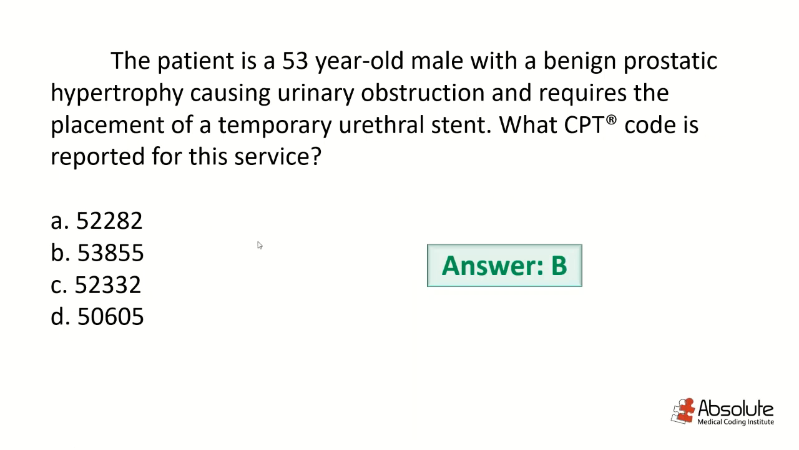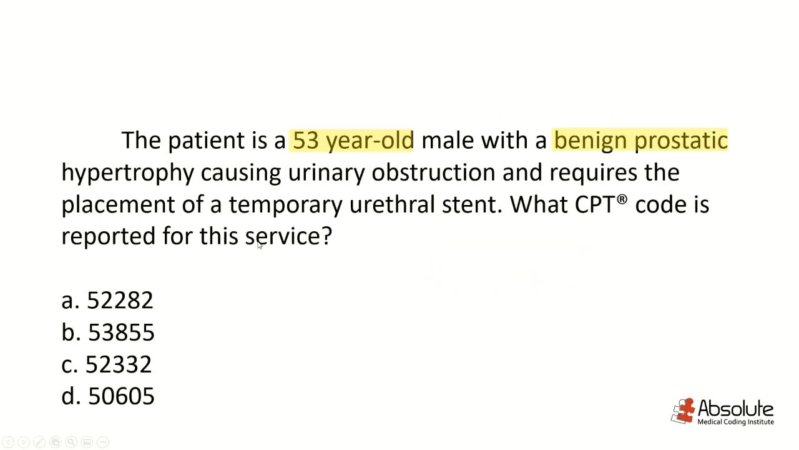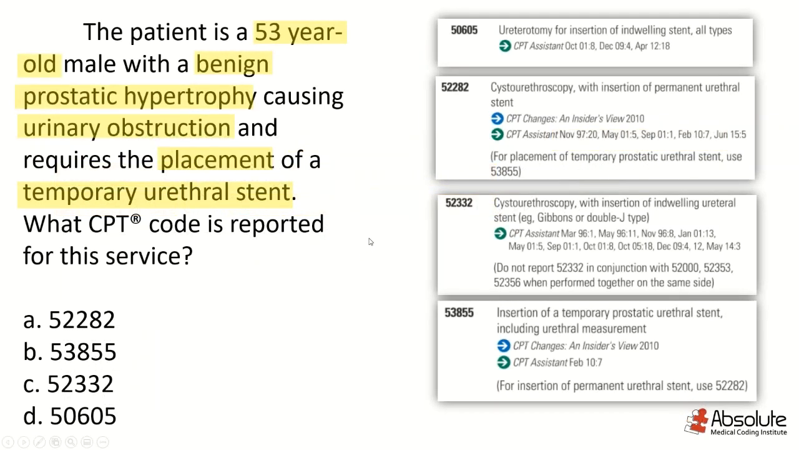Let's do it. Yeah, it was indeed B, and you guys got there really quickly, and you did an outstanding job. So this 53-year-old male has benign prostatic hypertrophy with urinary obstruction. That's what this hypertrophy is doing. They are going to place a temporary urethral stent. So 50605 is a ureterotomy for insertion of an indwelling stent. No, we didn't have any of that going on. They're having placement of a temporary stent, not indwelling.